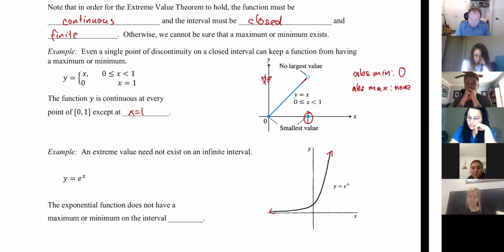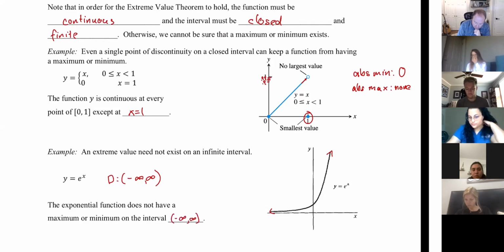And down below, you can see right here, the domain for this function is -infinity to infinity. It's an open interval. It goes on forever in each direction. So in this case, there is no max or min, not local or absolute. So the function does not have a max or min on its domain, which is -infinity to infinity. So there's no max or min.